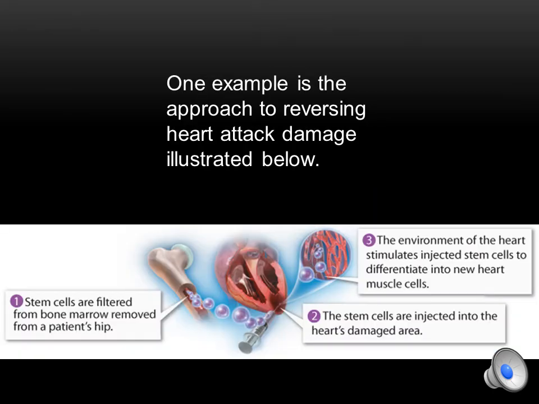Here's an example of heart attack damage and how it can be helped with stem cell research. So the stem cells are filtered from bone marrow and removed from a person's hip. And these stem cells are injected into the heart's damaged areas. And then the environment of the heart stimulates those stem cells to differentiate into new heart muscle cells.